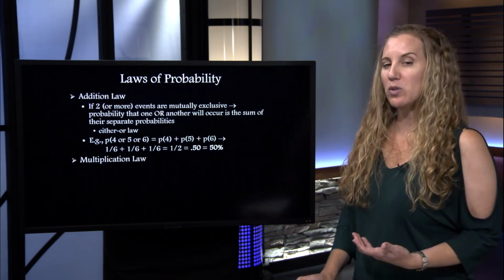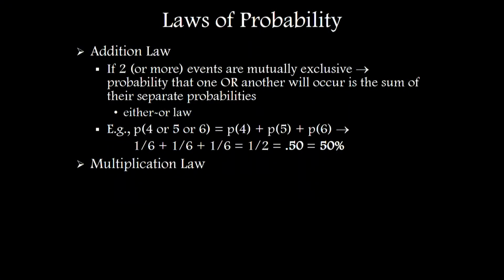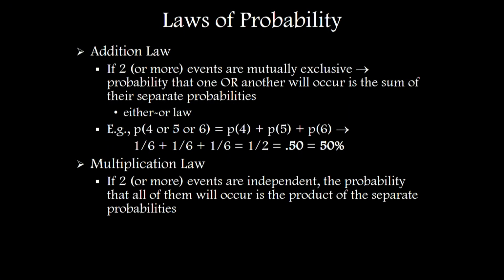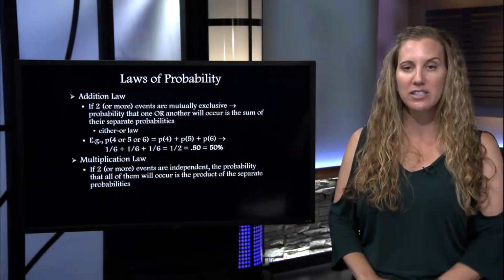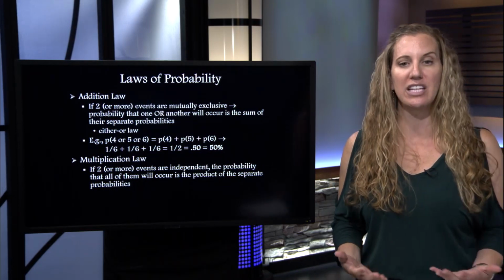My other law is the multiplication law. And the multiplication law is also very wordy, but it all needs to be in there. So if two or more events are independent, another one of the assumptions here, then the probability that all of them will occur is the product of their separate probabilities. And remember, a product is obtained when you multiply two numbers together.